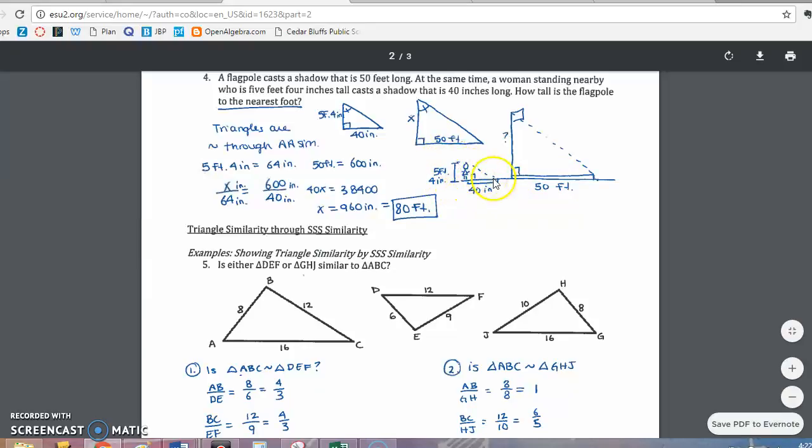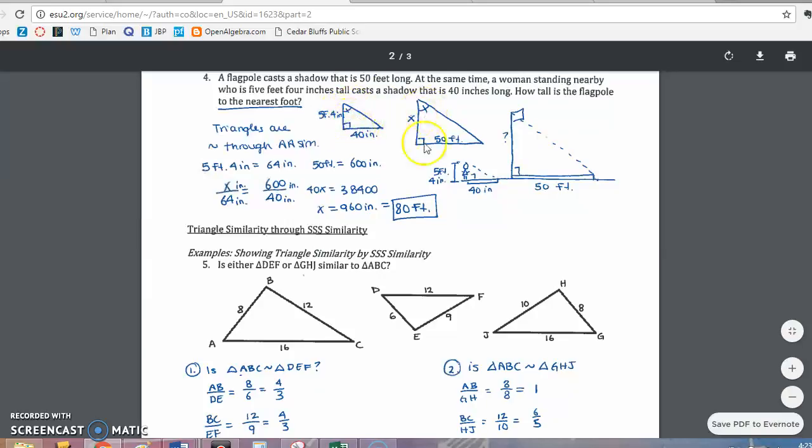So we have the same triangle. Now, the triangles are similar through angle-angle similarity, because if we just draw those two triangles where this is our flagpole and that's the shadow, this is our shadow and that's our person, and here's the angle that the sun hits, the sun is going to hit the person and the flagpole at the same angle. So this angle here is congruent to that angle there. They are going to be the same angle.